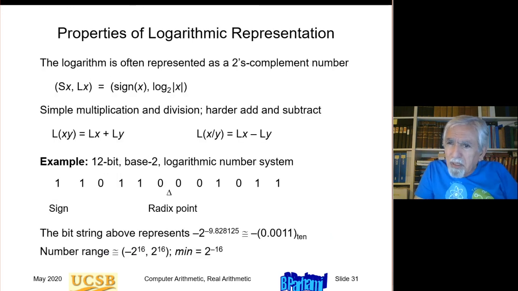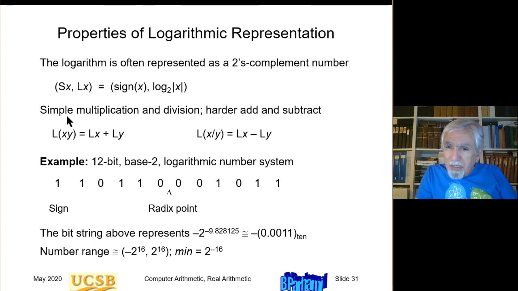Okay, so here are some properties of logarithmic representation. The logarithm is often represented as a 2's complement number because the logarithm can be negative or positive. So a logarithmic number has 2 components: the sign of x and the logarithm of x, that is, log base 2 of the magnitude of x.